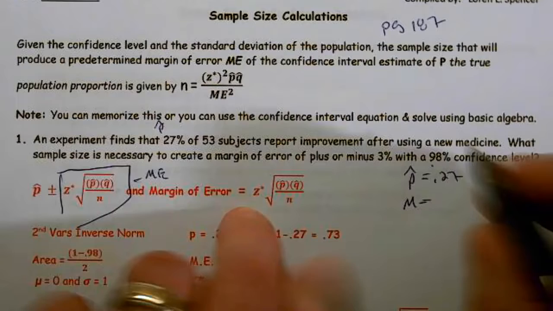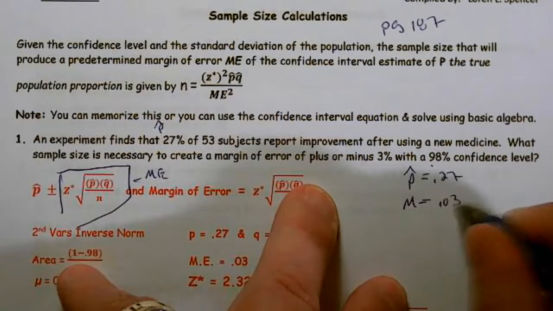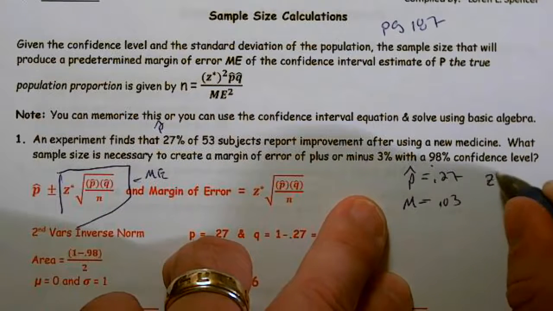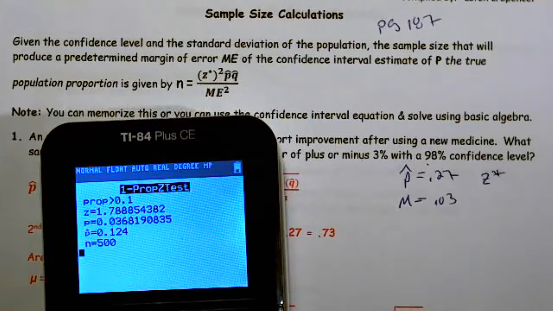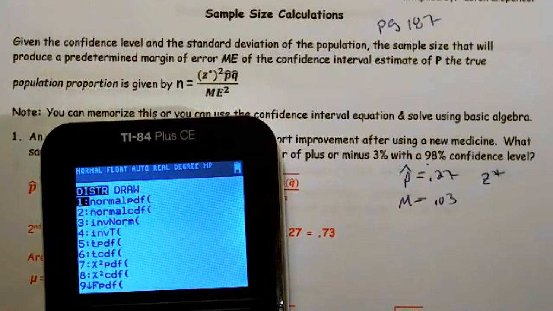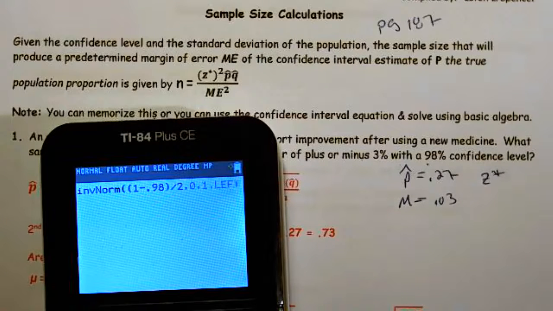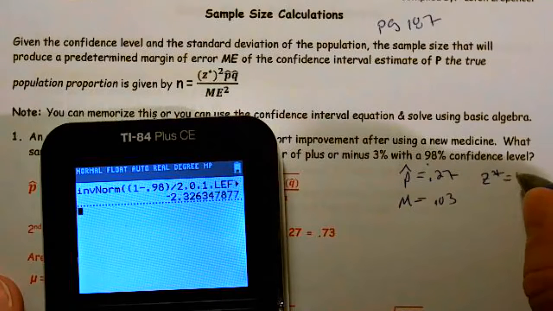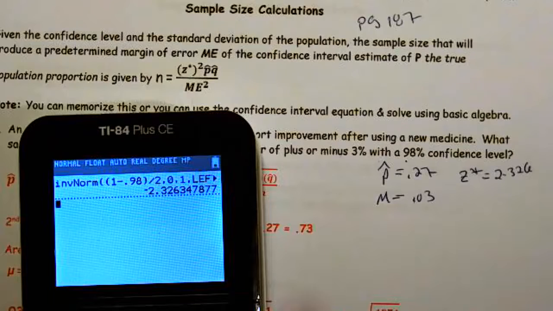ME equals, in this case, 0.03 for the 3%. We need to figure out what Z star is. And remember, we're just going to do a 1 minus situation here. So second var's inverse norm, Z star, parenthesis 1 minus 0.98, close parenthesis, divided by 2. Mean is 0, standard deviation of 1 because it's a Z. And we end up getting 2.326. All right, so there's our Z star.